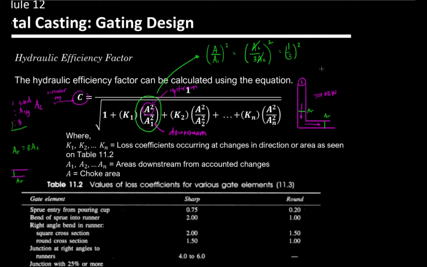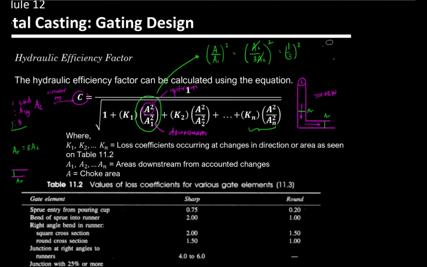So I said that the loss contribution to the efficiency factor for that particular case is equal to K multiplied by A_R over A_R, and this cancels out to 1. That's what I said in the video. And again, this is erroneous because the numerator will always be the choke area.